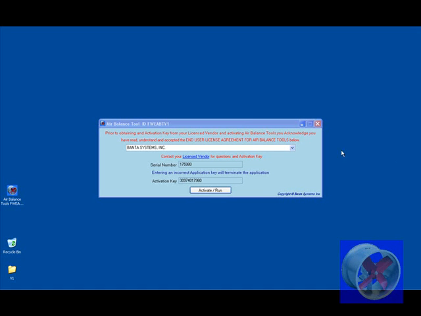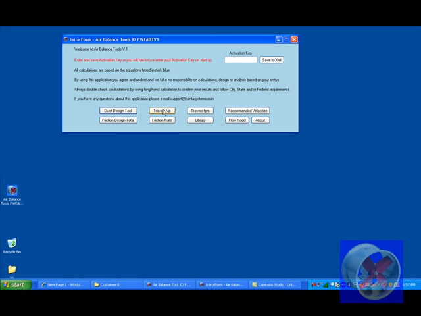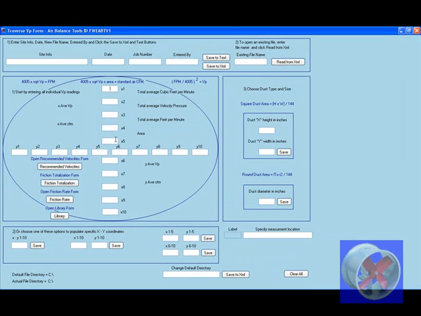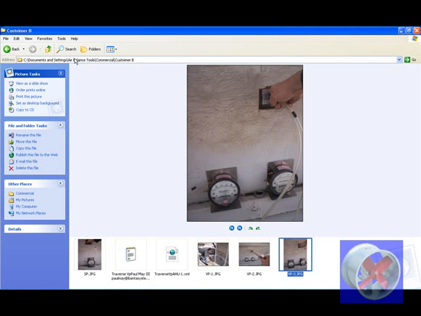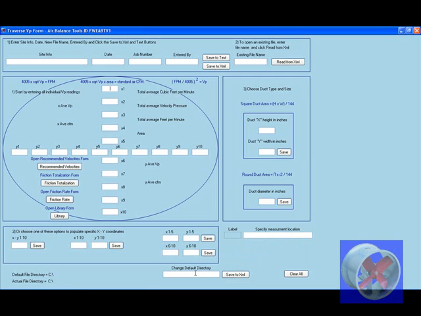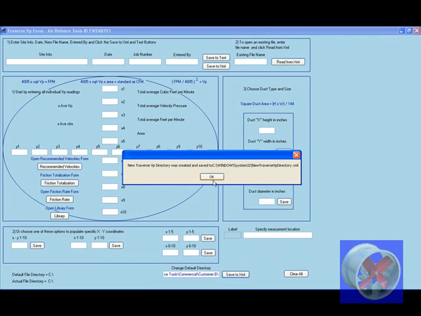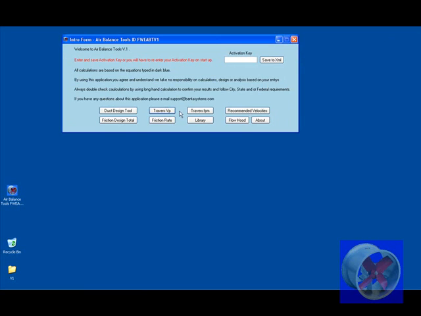Okay, so we're going to go ahead and take a look at a traverse using the velocity pressure method. Our actual file directory is C. I do have a project right now under Documents and Settings, Air Balance Tools, Commercial, Customer B. We have some files here we can go ahead and view, so I'm going to copy this address, paste it in the directory, entering a slash. And we'll go ahead and save that.